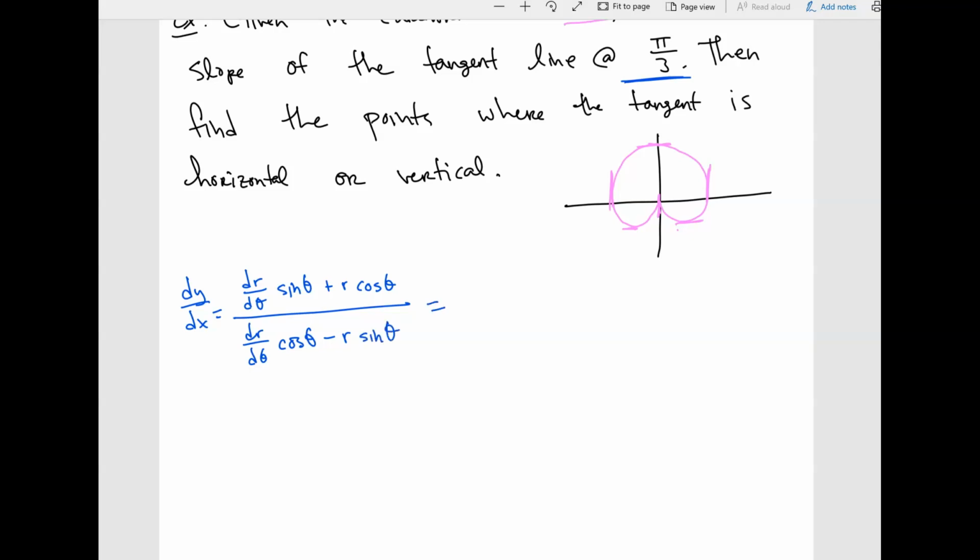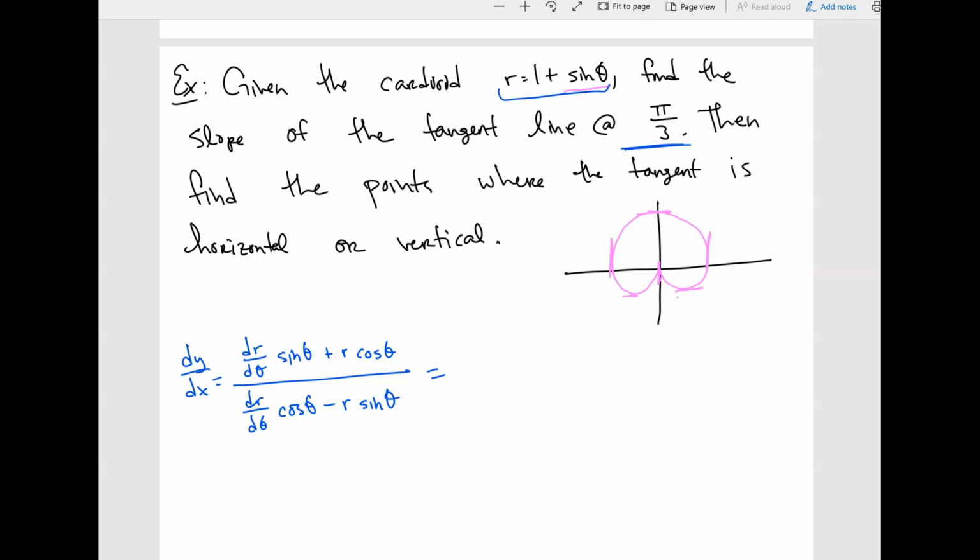So let's start off by taking the derivative of this guy, dr over d theta. That's just easy. It's just going to be cosine of theta. And then we have a sine theta. And we're going to write the r, which is 1 plus sine theta, times cosine of theta. And then on the bottom, you're going to have dr over d theta, which again is cosine, times cosine theta minus 1 plus sine theta times sine theta.